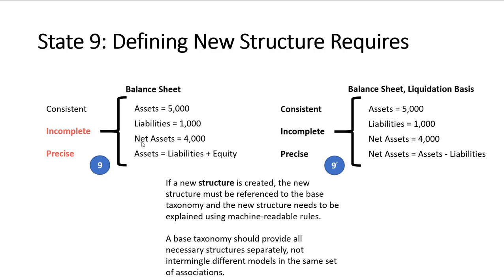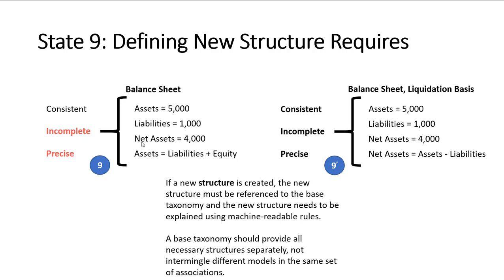So what they've done is they've rearranged this structure, you can see on the right-hand side, and they created a liquidation basis balance sheet. Okay, so it needs a new formula, a new rule. Net assets equals assets minus liabilities. And you're using different concepts. So this is basically a new structure.